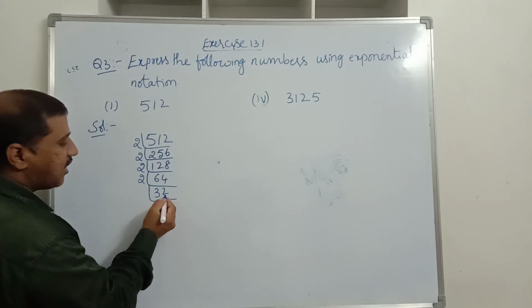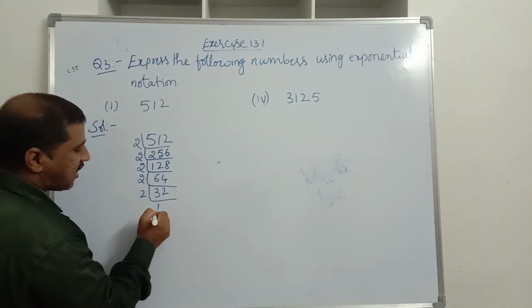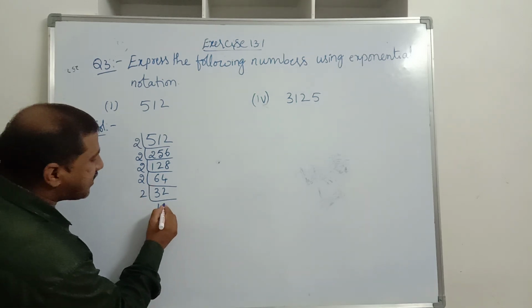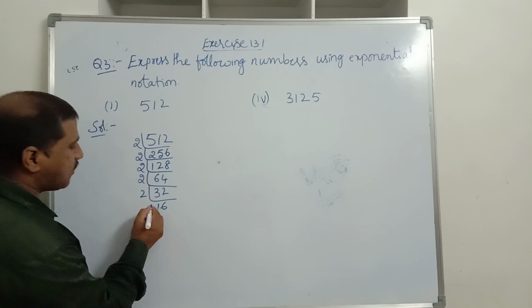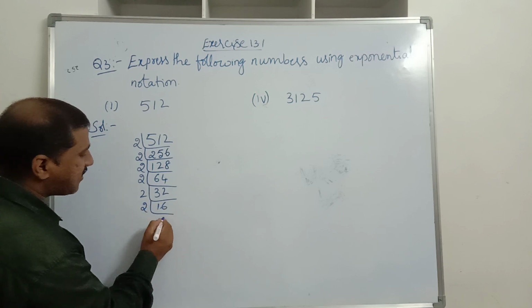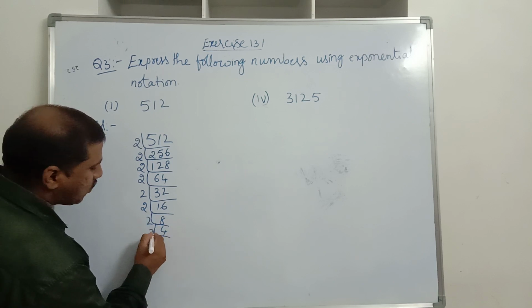Now 32. Again 2 is there in the units place, so it is divisible by 2. 2 1s are 2. 3 minus 2 is 1. Then bring down 2. 12. 2 6s are 12. 16 2s are 32. So again we get 16 in the 2 table. 2 8s are 16. 2 4s are 8 and 2 2s are 4.